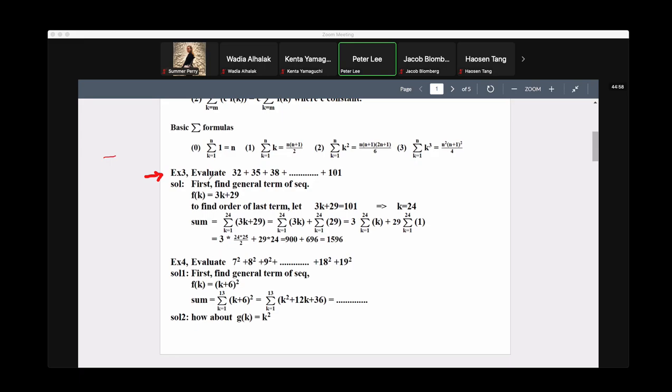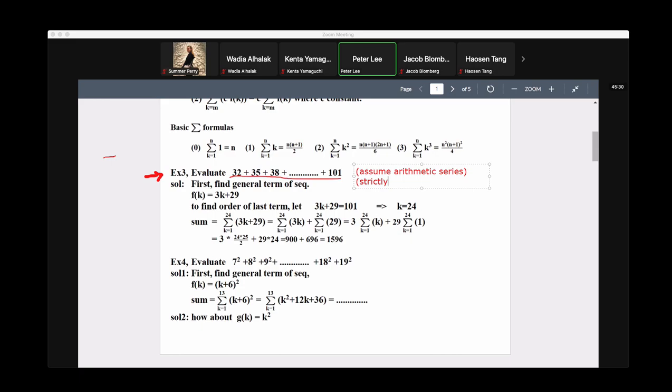Example 3. Evaluate 32 plus 35 plus 38 plus dot dot dot plus 101. Then we assume that this is an arithmetic series, although that dot dot dot is not well defined. So in this case, assume arithmetic series.